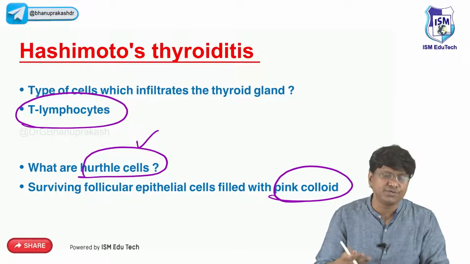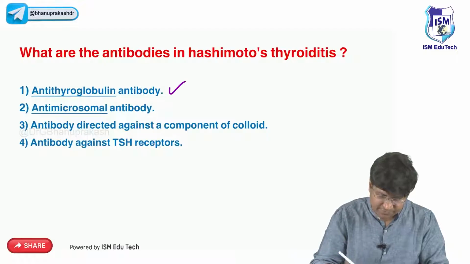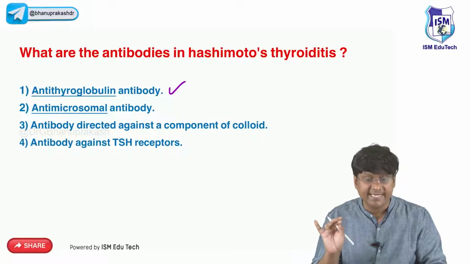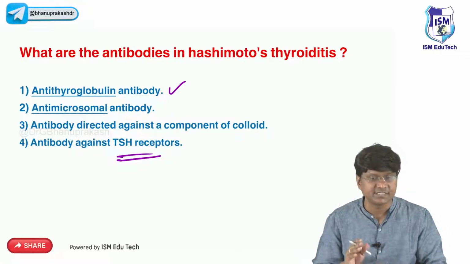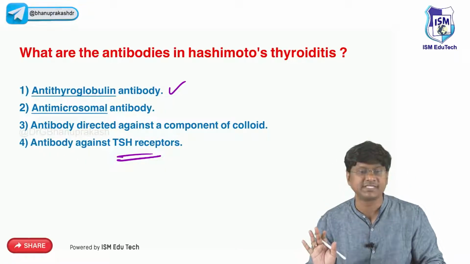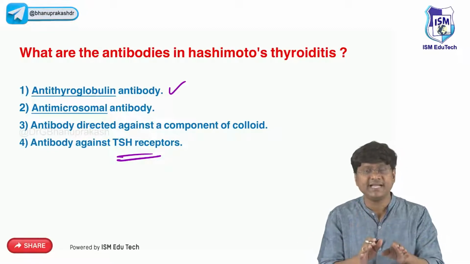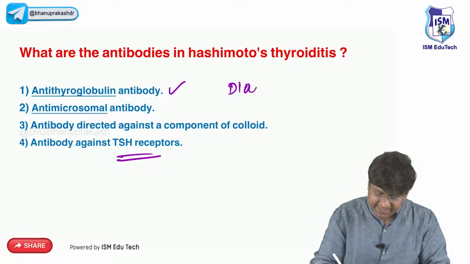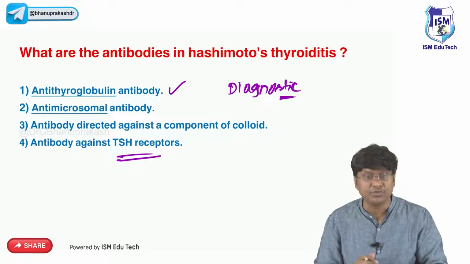Now, being an autoimmune disorder, what are the antibodies in Hashimoto's? The antibodies include anti-thyroglobulin antibody, anti-microsomal antibody, antibody directed against the component of colloid, and antibody directed against the TSH receptor. So, these are the antibodies in Hashimoto's thyroiditis. Very important: remember, these antibodies do not tell you about the severity of the disease. They are only of diagnostic importance.